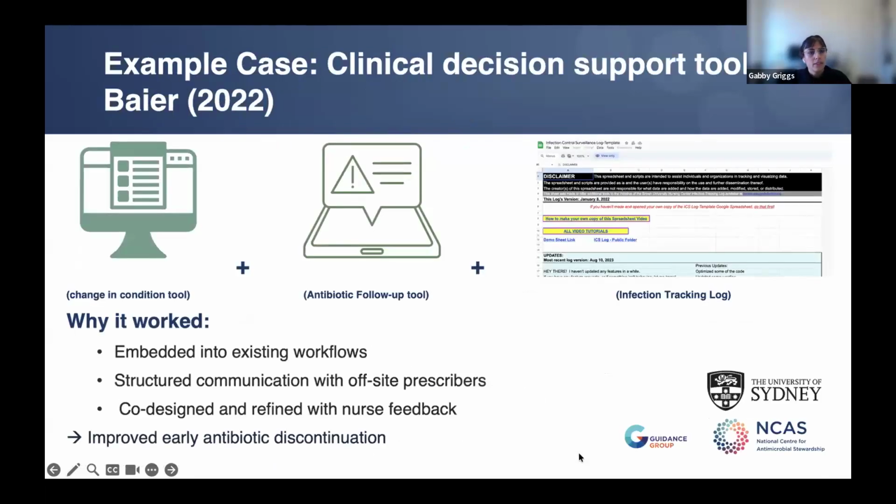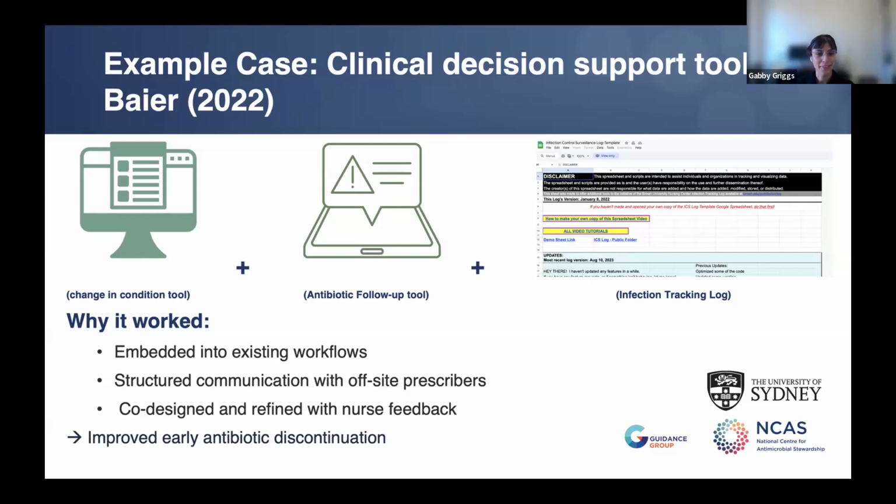This exemplar case was a clinical decision support tool study by Bayer 2022. And this study implemented 3 clinical decision support tools. So the first tool, the change in condition tool, supported nurses in structuring how they communicated changes in a resident's condition to prescribers. The second prompted a review of antibiotic use after initiation, helping identify when the treatment may no longer be needed.